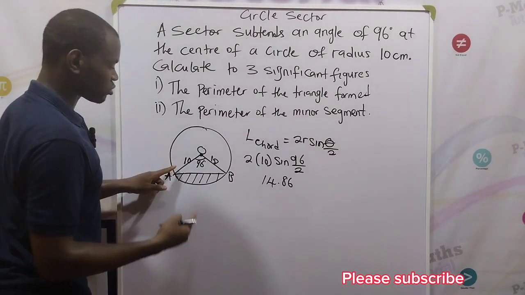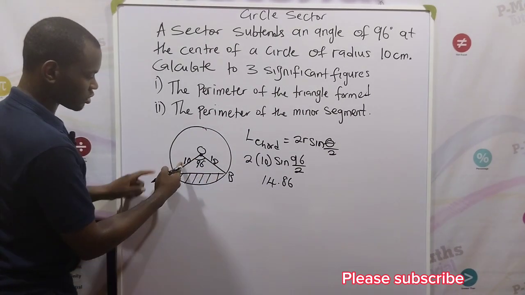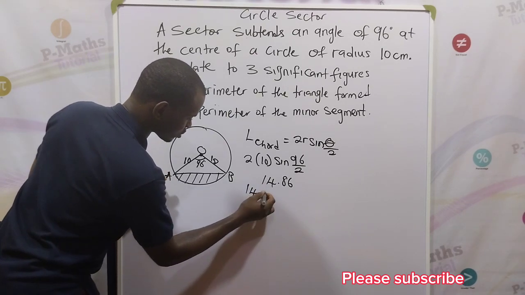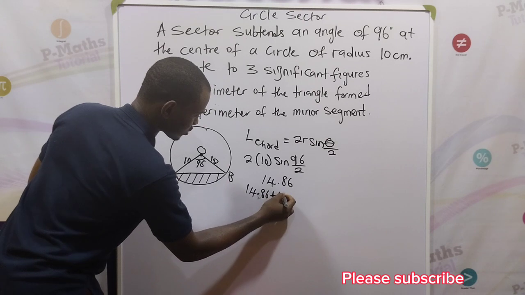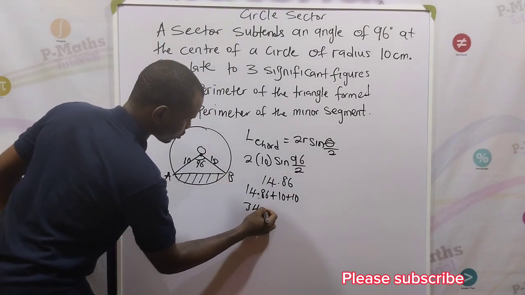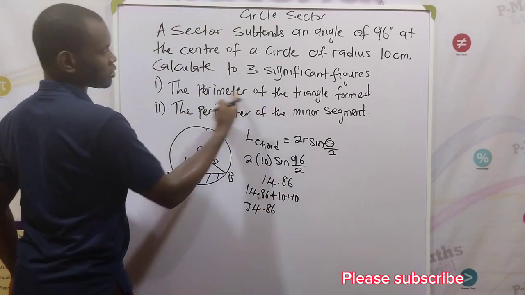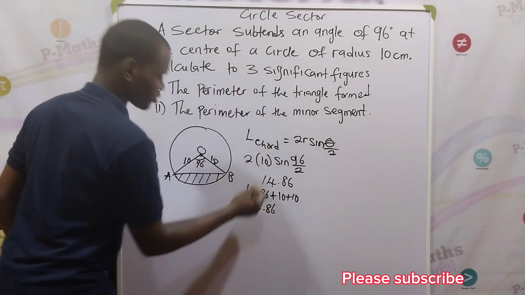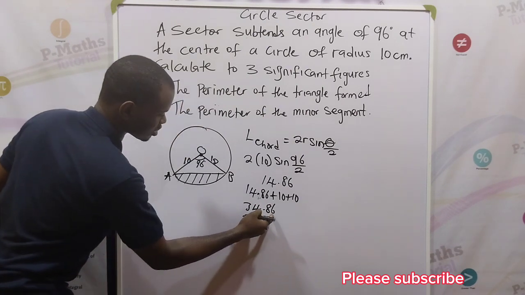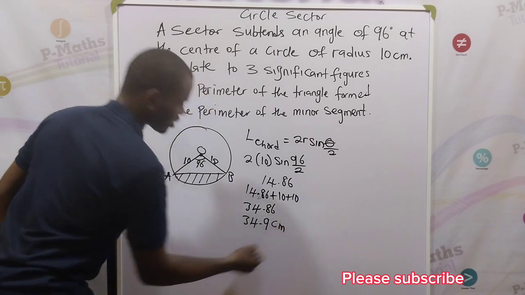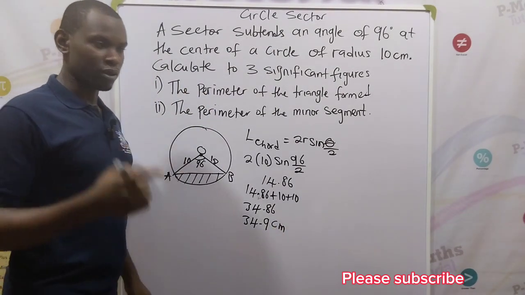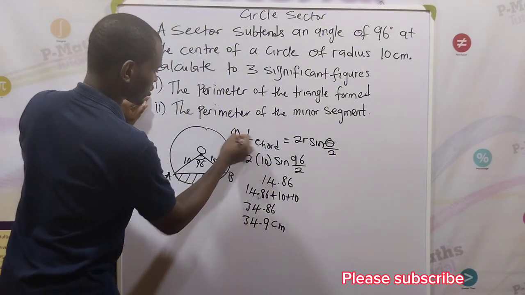So the next thing we have to do is to add this to this to this. So we are going to say 14.86 plus 10 plus 10. When we add, we have 34.86. We are asked to calculate in three significant figures, so we are going to have 34.9 approximating here. And then it is in centimeters. Remember that perimeter is measured in cm, not in cm squared. So this is the first part.